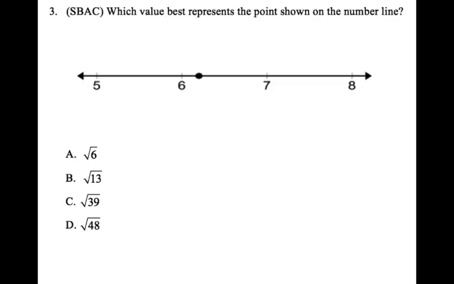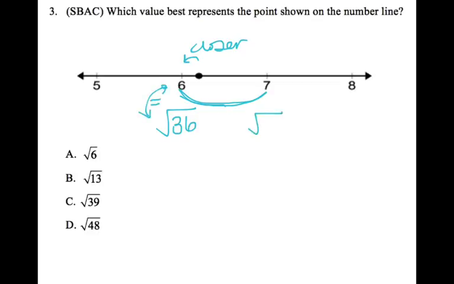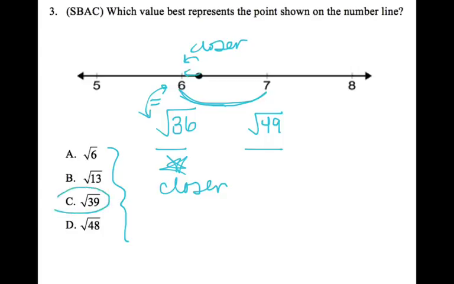Three, which value best represents the point shown on the number line? So I'm looking for a number that's between 6 and 7, closer to 6. Okay, now 6 squared is 36, so the square root of 36 and 6 are equal. 7 squared is 49. So what I'm looking for is a number that's going to be between 36 and 49, but closer to 36, because my point is closer to 6. And that's going to give me C.